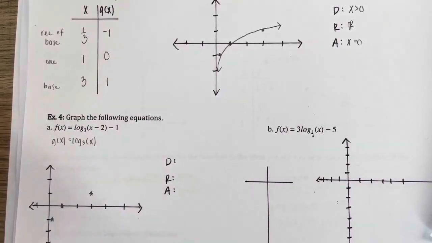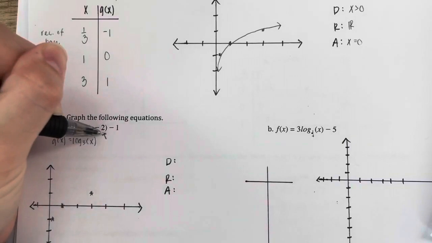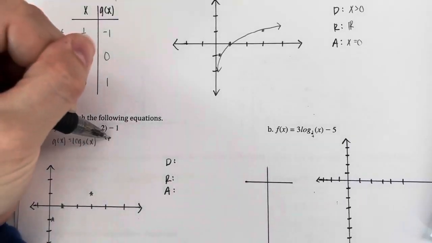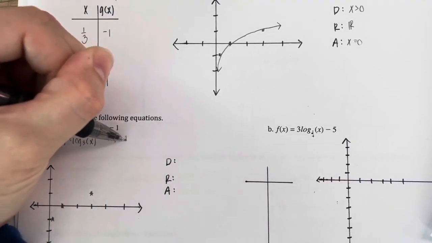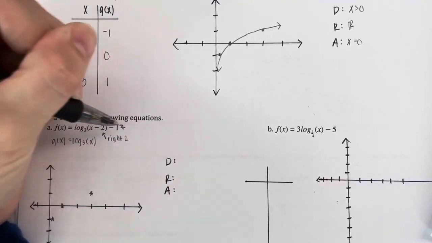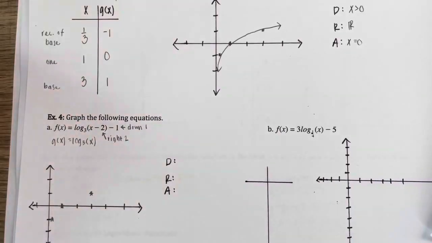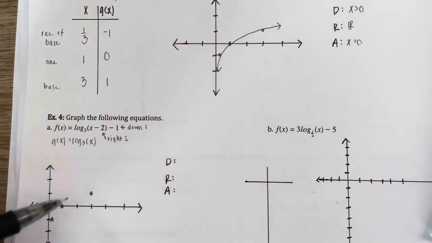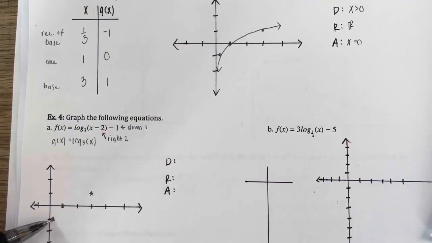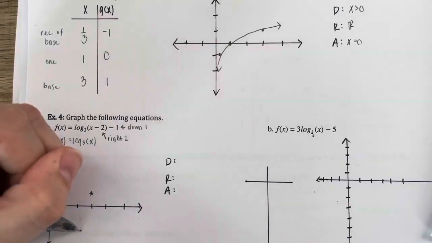And then we're going to translate each of those points. Since it's x minus 2, we'll go right 2. And then since the minus 1 after, we'll go down 1. So for (1/3, -1), if I go right 2, I end up at (2 and 1/3, -1), and then down 1, (2 and 1/3, -2).